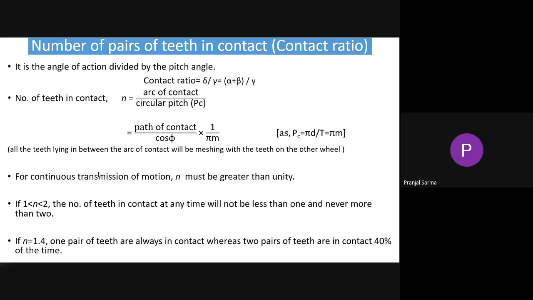And if we are talking about this contact ratio, we want a continuous transmission of motion, right? If that has to happen, which is desired and very essential, we have to have continuous transmission of motion. So in that case, the value of n, that is the number of teeth in contact, will be pair of teeth which are in contact.